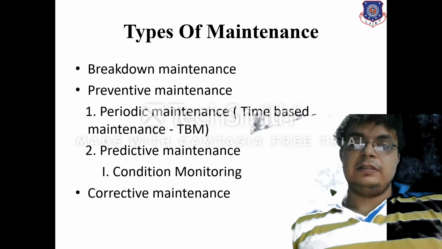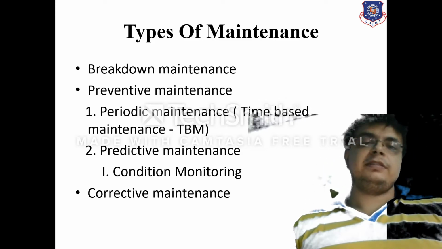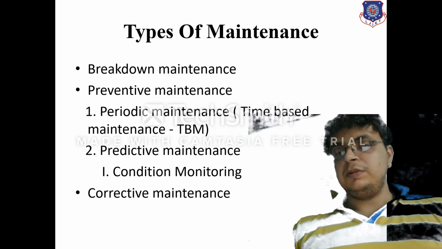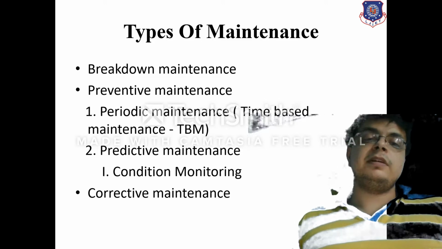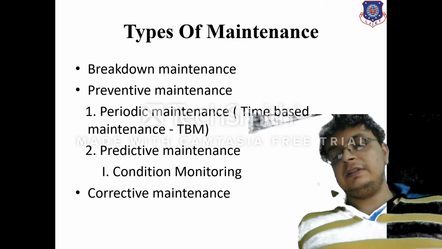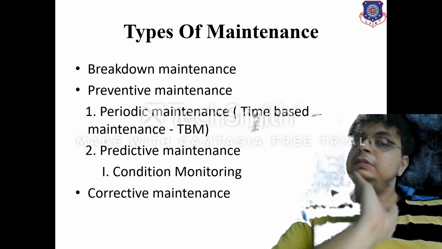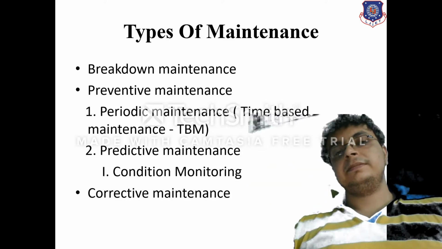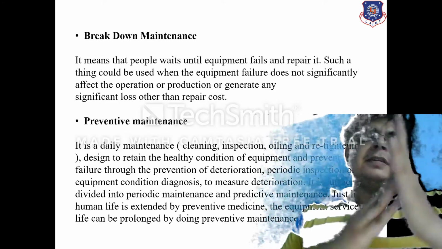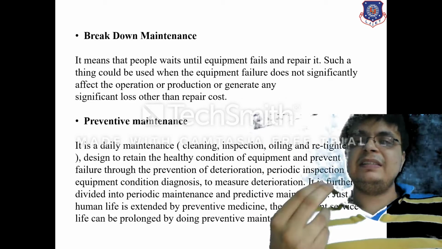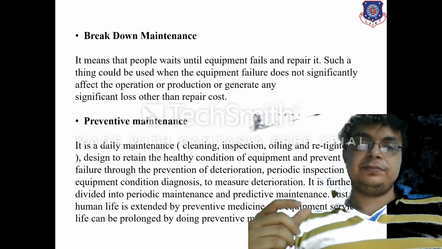Types of maintenance are discussed over here. That is breakdown maintenance, preventive maintenance, and corrective maintenance. Preventive maintenance is also divided into two parts: periodic maintenance and predictive maintenance. Predictive maintenance is also a part of condition monitoring. Breakdown maintenance means people used to wait until the equipment fails, and then repairing takes place.